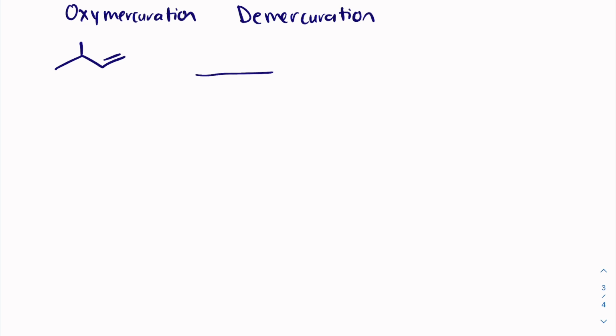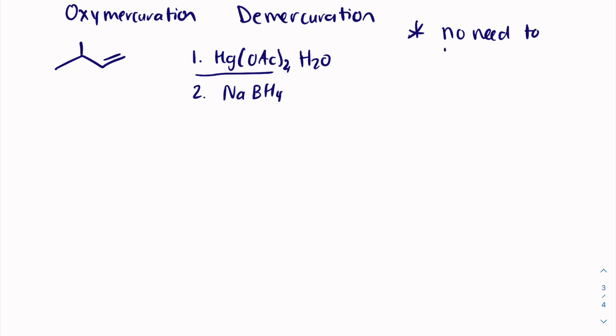And this one is a two-step reaction. In the first step, we'll have mercury acetate dissolved in water. And our second one is that we're going to have sodium borohydride. And for this one, I don't need you to know the mechanism. And it is going to be Markovnikov addition of an alcohol group.